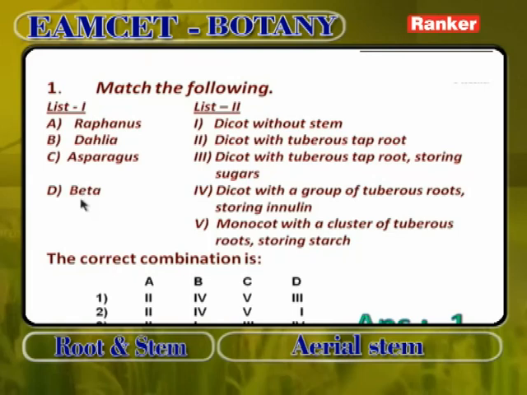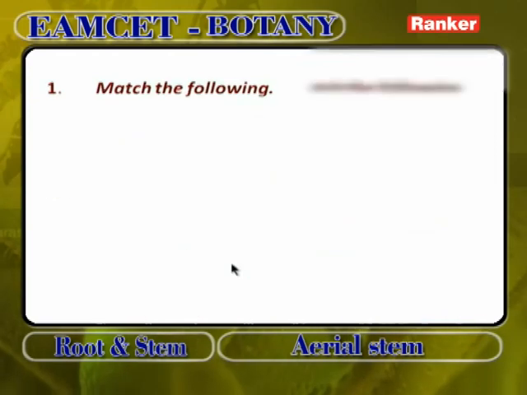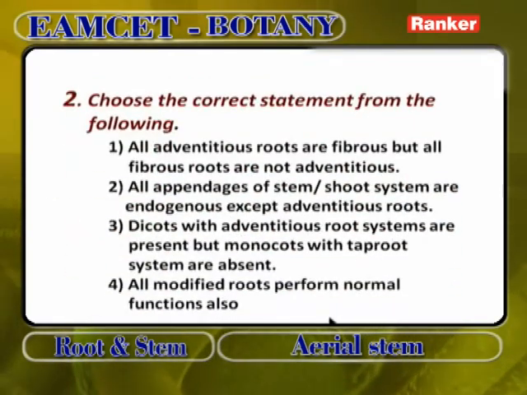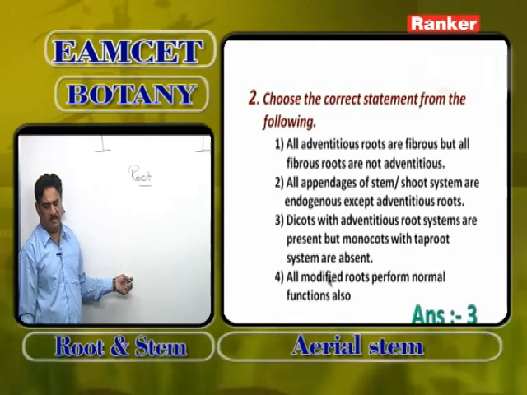Beta vulgaris is a dicot with a tuberous root storing sugars. Next, choose the correct statement from the following. Only the third one is correct. Dicots with adventitious root system are present, but monocots with taproot system are completely absent.